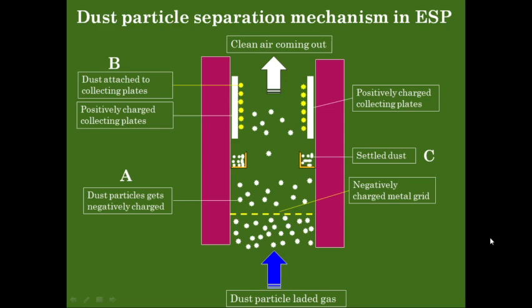So in that case, ESP can be the only choice, because an ESP can remove even very fine dust particles in a very short time. So this is how the ESP works during the separation of dust particles from the polluted air from industries.